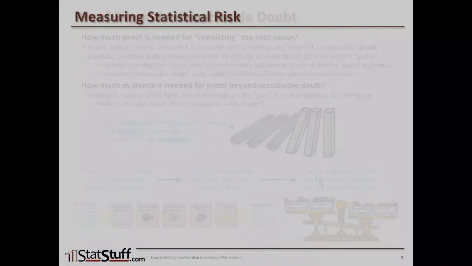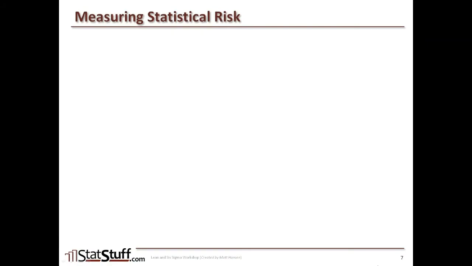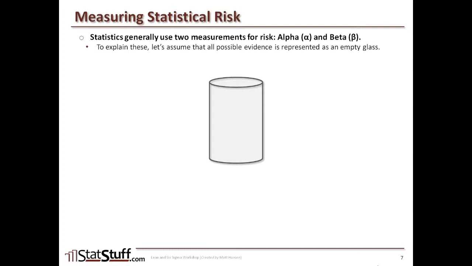Now let's talk about how we're going to measure statistical risks like we would normally do in hypothesis testing. As I just introduced in the last slide, we talked about the alpha and beta levels of risk. These are two basic measurements that are used for measuring risk when we're doing hypothesis testing. To help explain these, let's assume that we have an empty glass. And this empty glass represents all the possible evidence or data that might exist about a particular issue that we want to know about a particular subject.